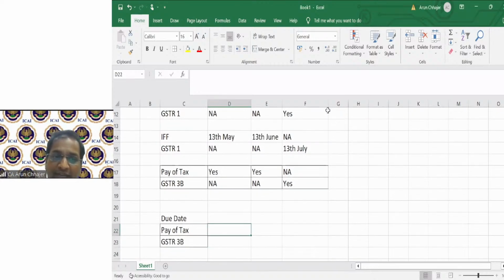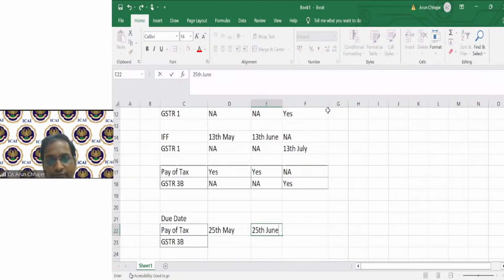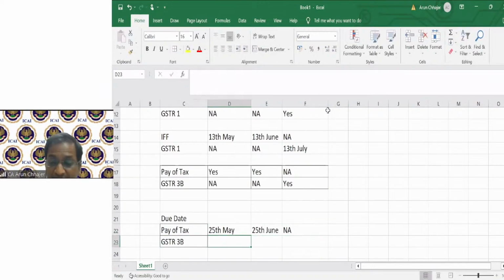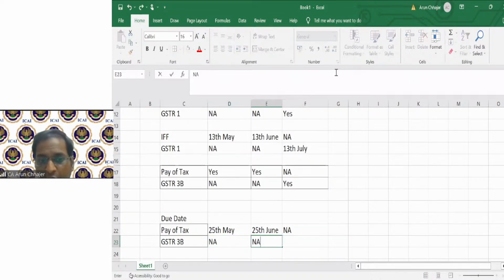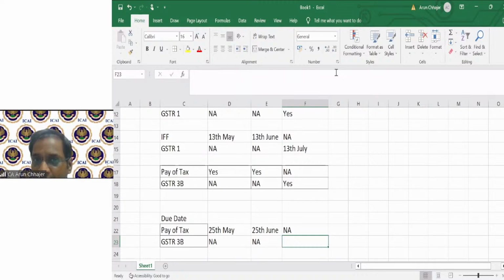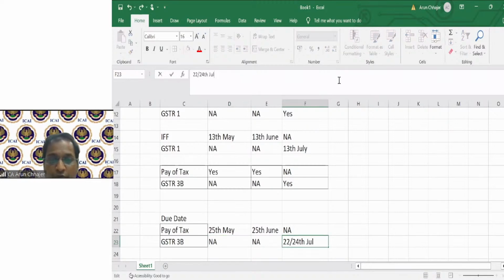What is the due date for payment of tax? I can say 25th May, 25th June. Is it applicable? Not applicable. GSTR 3B, is it applicable? Not applicable. But यहाँ पे मैं क्या लिखूं? June quarter. When I will file the GSTR 3B for the entire quarter, April to June quarter, what is the due date of the GSTR 3B? 22 or 24 of July. And this is exactly equal to the due date of the taxes.